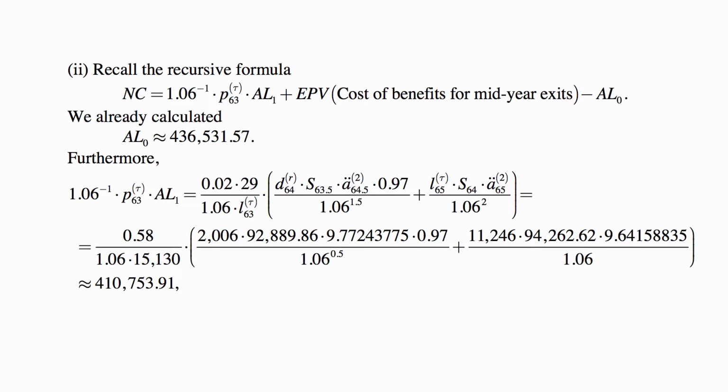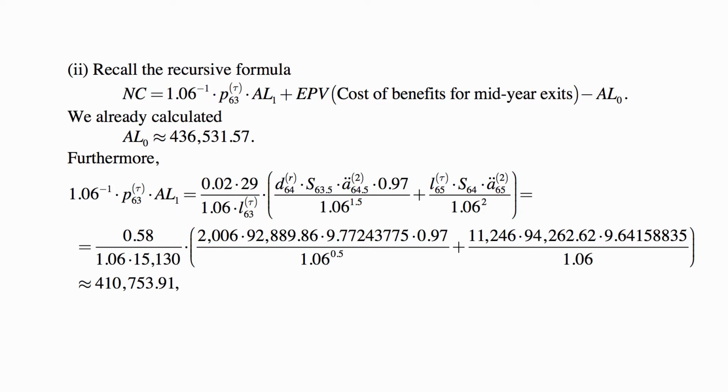Normal cost is discounted with interest and probability of survival, reserve or accrued liability at the end of the year, minus the reserve at the beginning of the year, plus the expected present value of costs of benefits for mid-year's exits, because all exits occur in mid-year other than retirement, which once people retire, there's no normal cost. Because at age 65, everybody retires immediately. After age 65, you would not calculate any normal cost here.